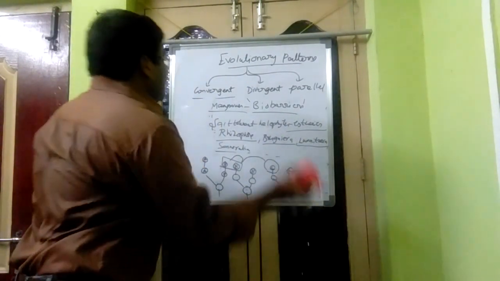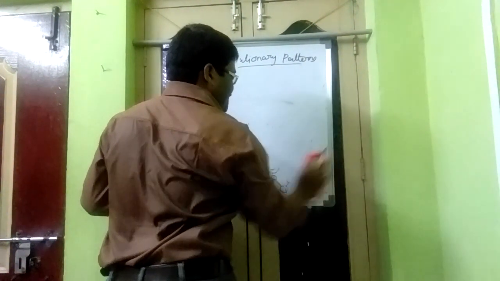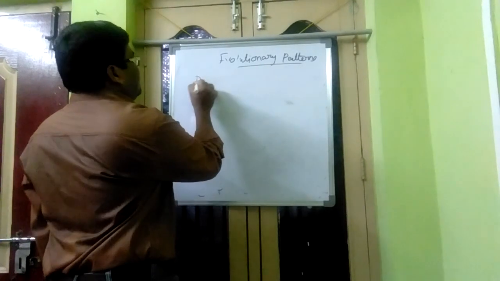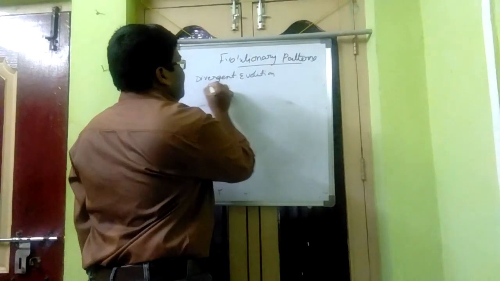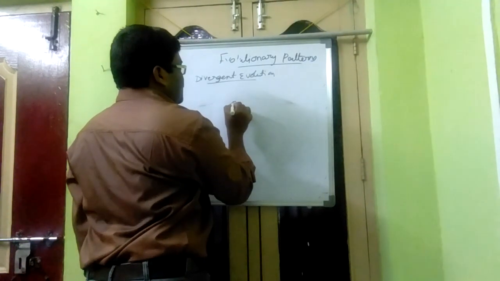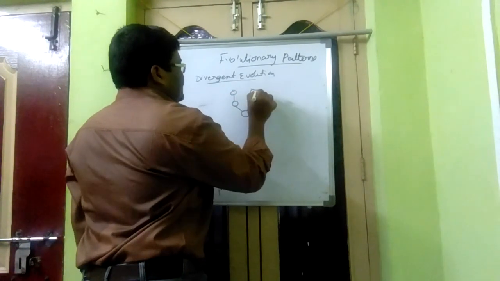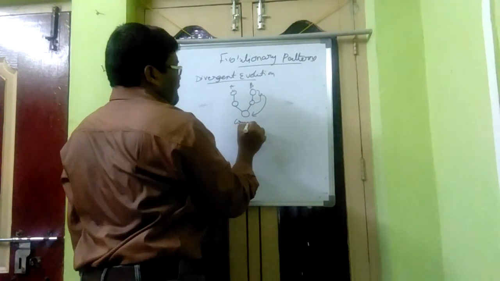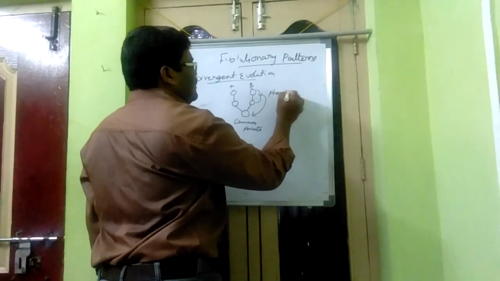Okay, next is divergent evolution. As the name implies, divergent. It is one common ancestor that leads to two different species. But the thing is, the phenotypes of these two species are different from that of their common ancestor. Phenotypically different.